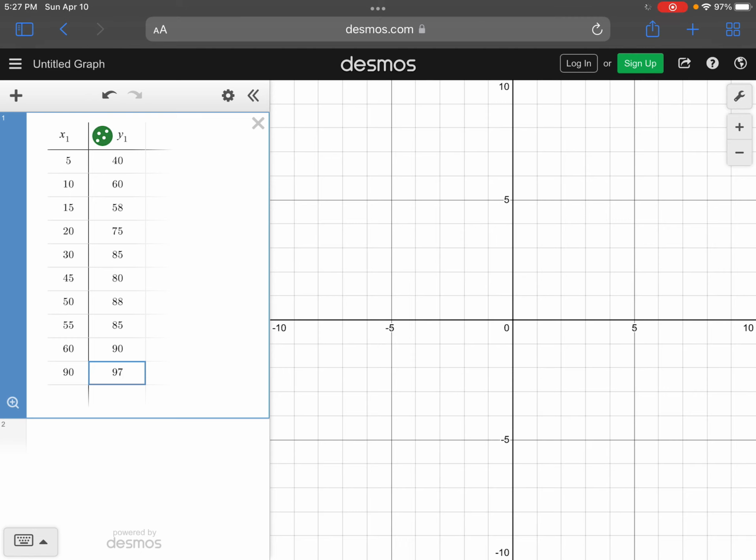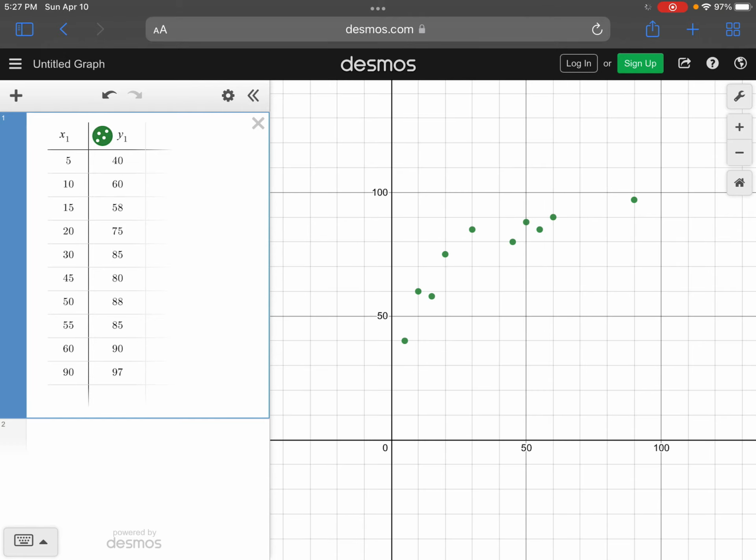If you can't see your scatter plot, click on the little magnifying glass down here, and then it will zoom in on your data values for you. So that was the first thing that they wanted, was for us to create a scatter plot using Desmos.